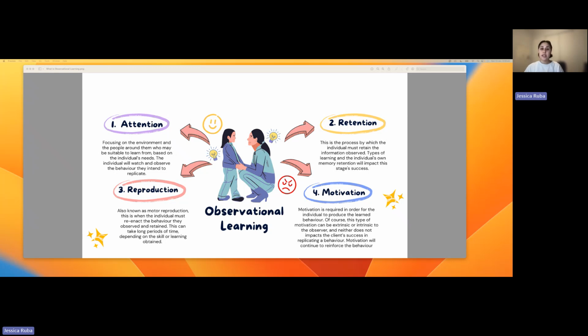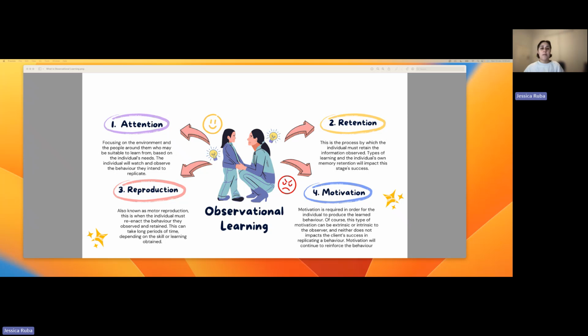Now, observational learning is described as obtaining the behaviors, skills, and techniques by watching others perform them. So, this can reinforce both positive or negative behaviors depending on the individual's interests and their prioritization of needs. Now, we'll explore the four stages required in order to have successful observational learning. Those include attention, retention, reproduction, and motivation.